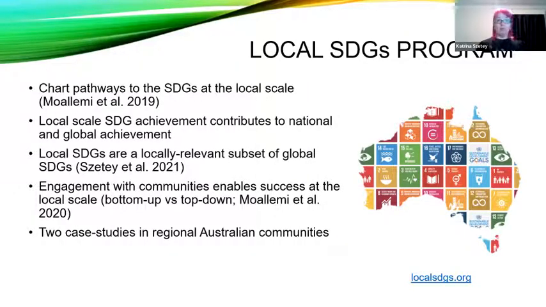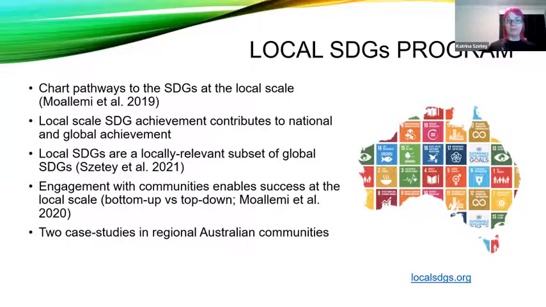So what we mean by local SDGs is a subset of locally relevant SDGs. For example, SDG 14, life below water, isn't likely to have a strong impact on inland communities that aren't near the sea. So that wouldn't be locally relevant.